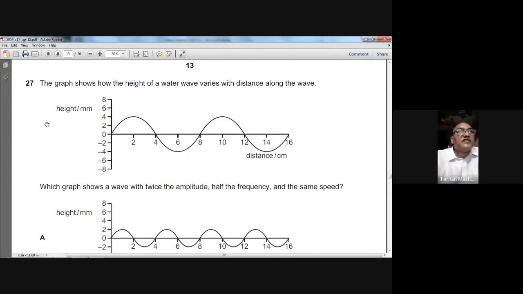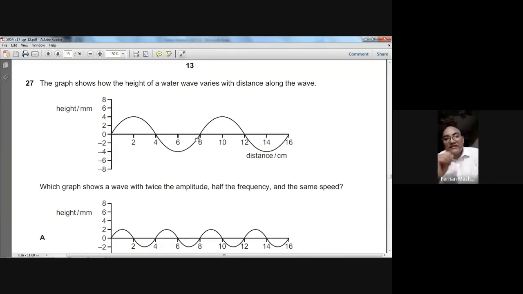On the x-axis, distance is given. On the y-axis, height is given. So the amplitude of this wave is 4 and the wavelength is 8. Wavelength is 8 centimeters and the amplitude is 4 millimeters. Which graph shows a wave with twice the amplitude and half the frequency and the same speed? If it has twice the amplitude, here the amplitude in the original figure is 4, so the amplitude in the right figure will be 8.